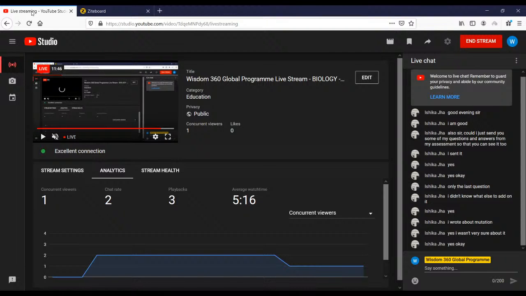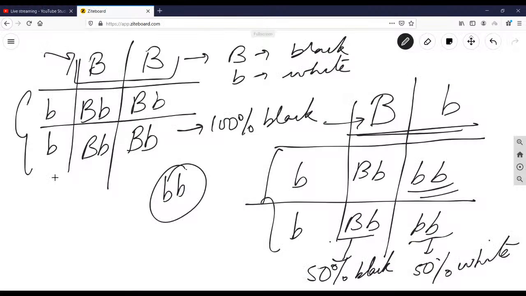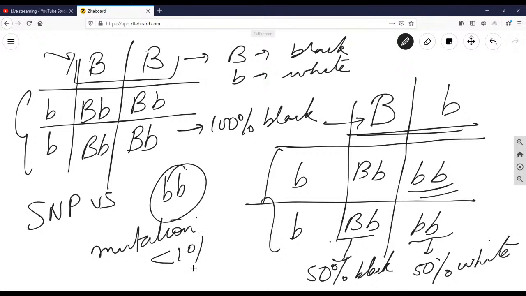These are independent events. Mutations, if they are prevalent in more than 1% of the population of that specific species, are then termed as SNP, single nucleotide polymorphism. That is the difference between an SNP and a mutation. A mutation is always prevalent in less than 1% of the individuals of a population, whereas an SNP is in more than 1% of the individuals in a population. Okay, so the questions are nice and easy, a good thing only.